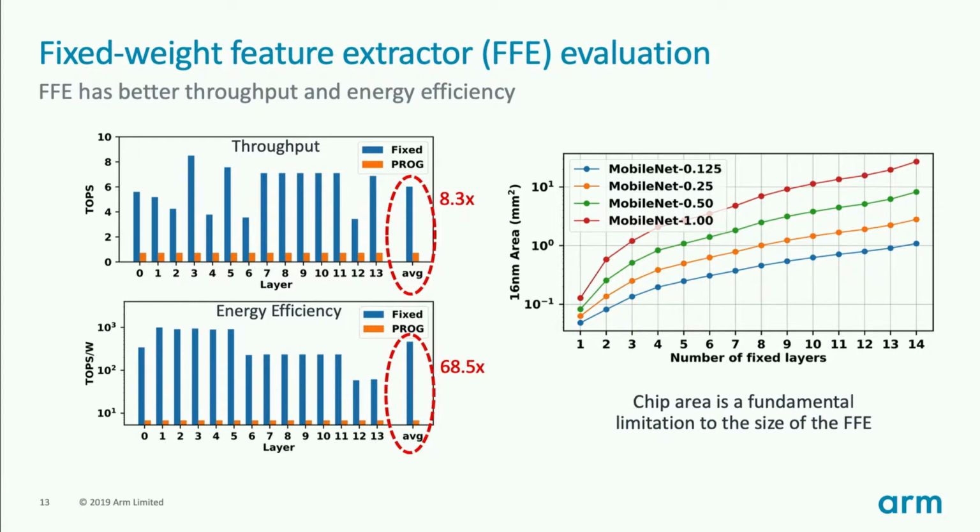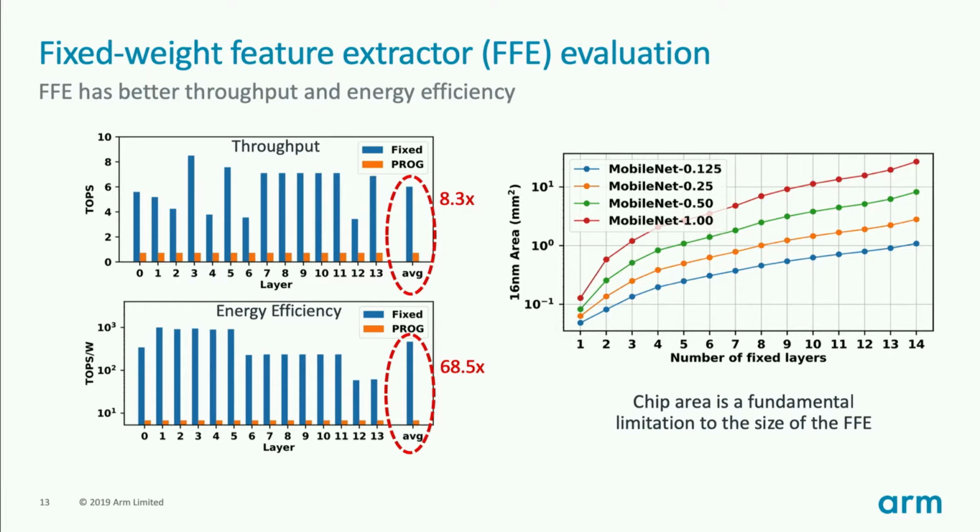Okay, as I said earlier, the real benefits come from the fixed weight feature extractor. This slide gives some details on this part specifically, and the plots on the left show throughput and energy efficiency for each layer of the MobileNet architecture. You can see there are big improvements on both from the fixed versus the programmable accelerator. In terms of throughput, there's around 8x benefit, and in terms of energy efficiency in TOPS per watt, there's more than 68 times improvement.